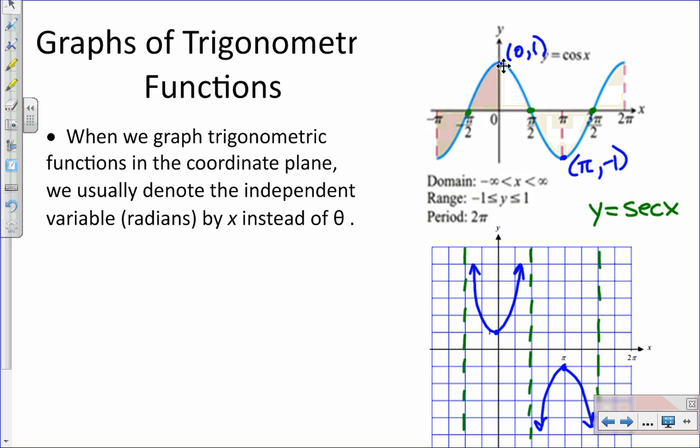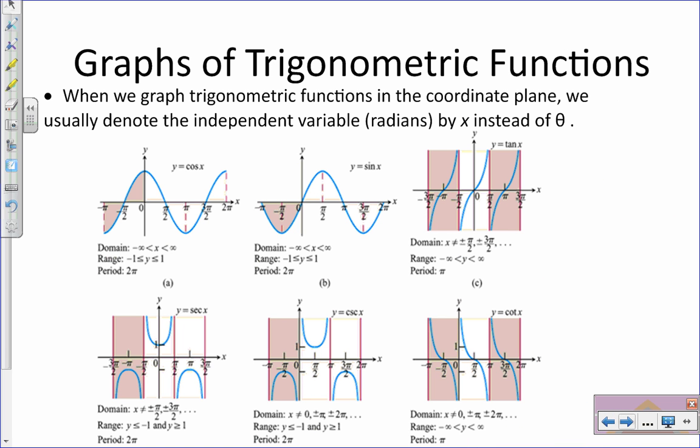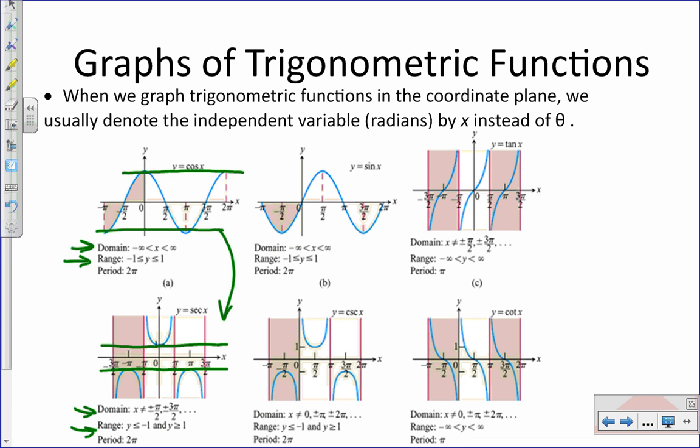You should be able to do the same for sine and tangent. So you notice here's cosine with its reciprocal. And check out the domain and the range. Now the domain is all real numbers for cosine, but for the reciprocal, we have to not include those values where the asymptotes are. Now you'll notice the range for cosine is between 1 and negative 1, where on the reciprocal, it's everything greater than 1, and then everything less than negative 1. But the period remains the same.